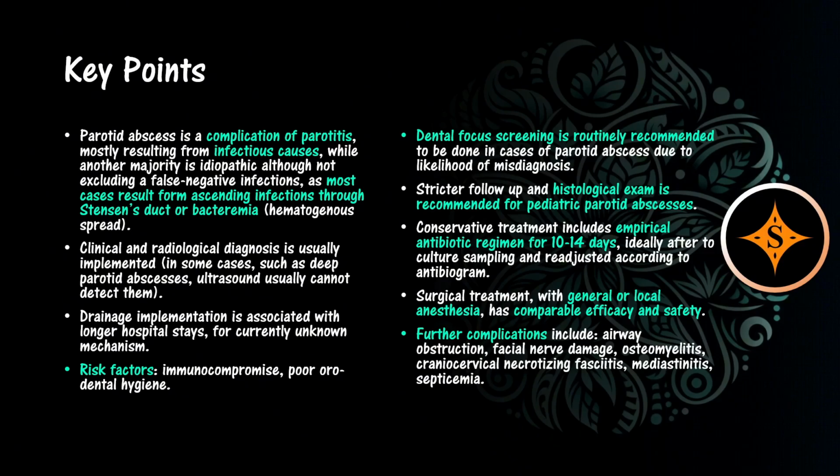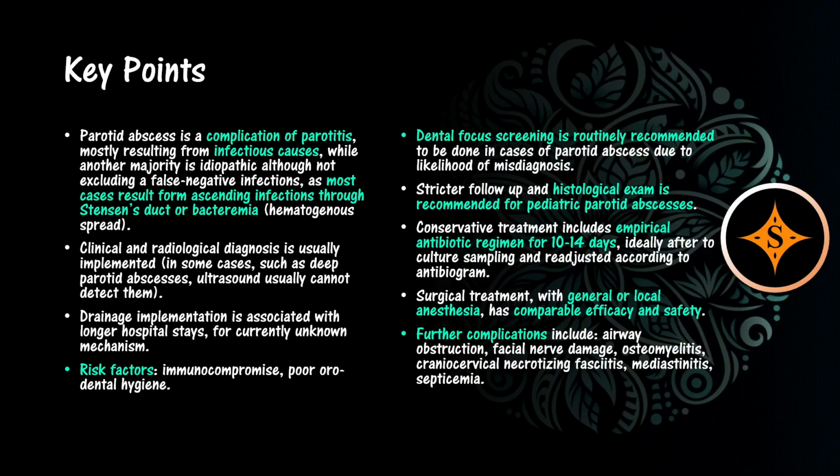For parotid abscess that occurs in children, in pediatric cases, it is recommended to follow up in a stricter manner along with a histological examination, that is, taking tissue samples and looking at them through a microscope, because there are statistically significantly higher cases of tumor co-occurring with parotid abscess in children, and these tumors include parotid cysts and squamous cell carcinoma and adenolymphoma, for example. So histological examination is recommended in parotid abscess in children to exclude, especially, congenital parotid tumors that are present when they were born.